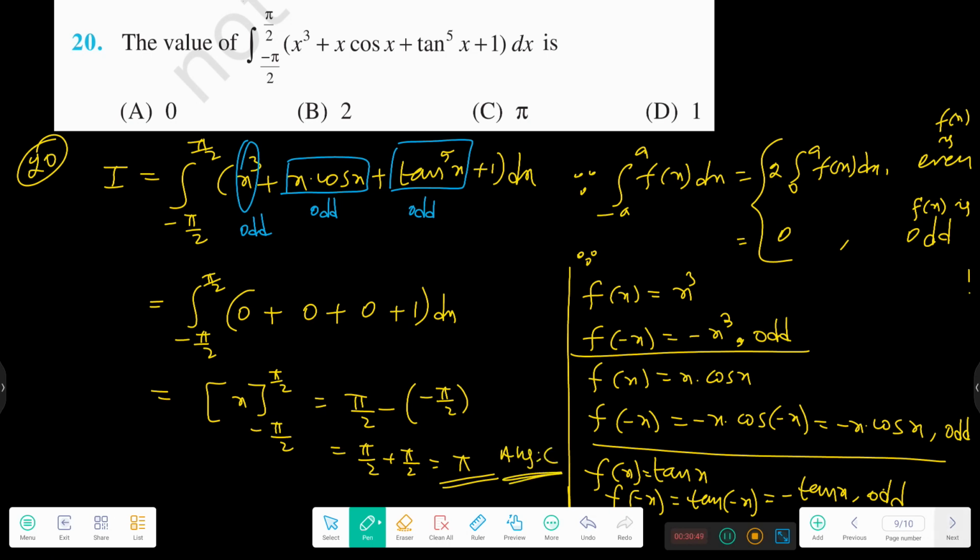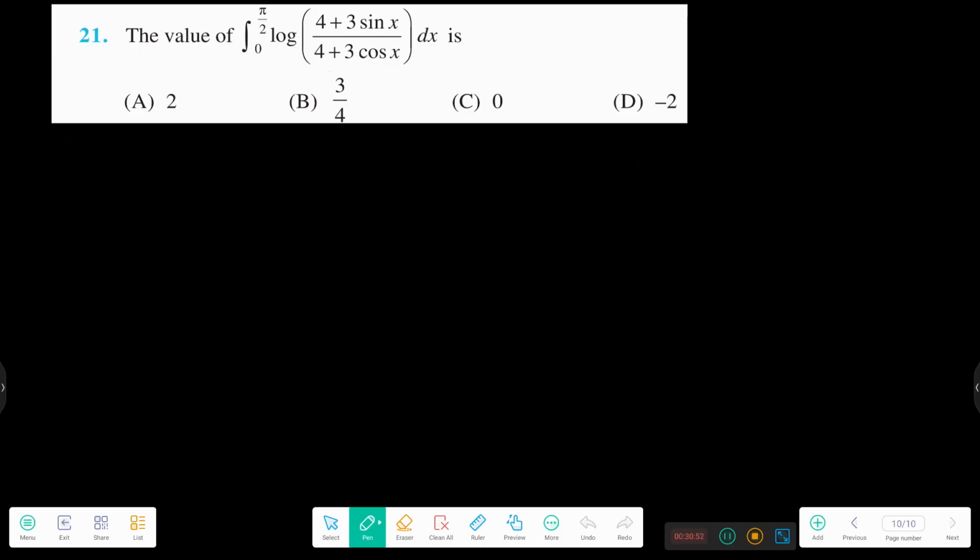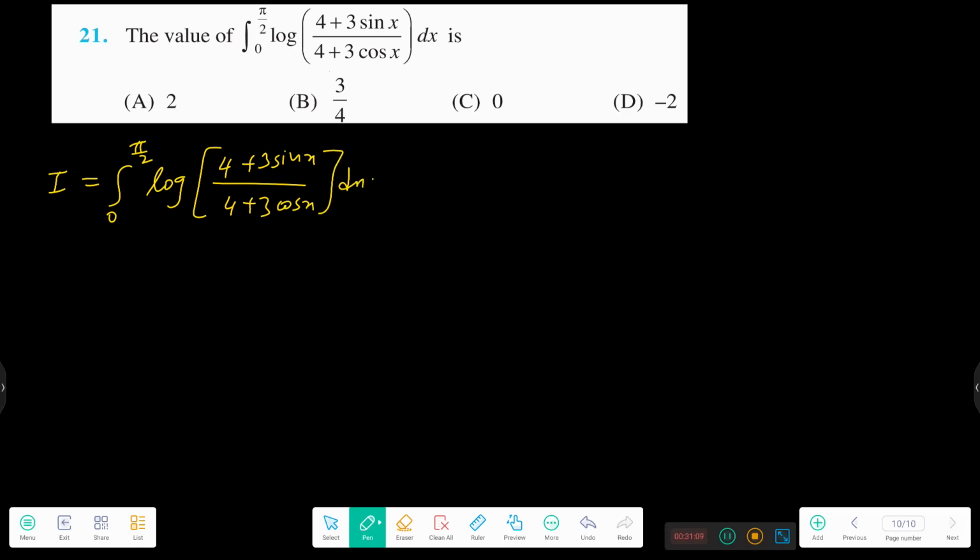Next, question number 21, the last question. I is equal to the integral from 0 to pi by 2 of log of (4 plus 3 sin x divided by 4 plus 3 cos x) dx. Let's apply the property: the integral from 0 to a of f of x dx equals the integral from 0 to a of f of a minus x dx. Let's use it.